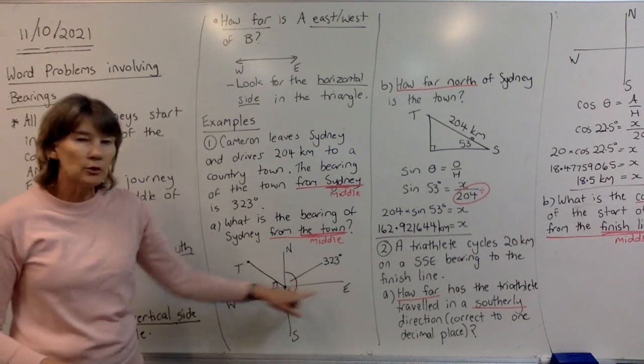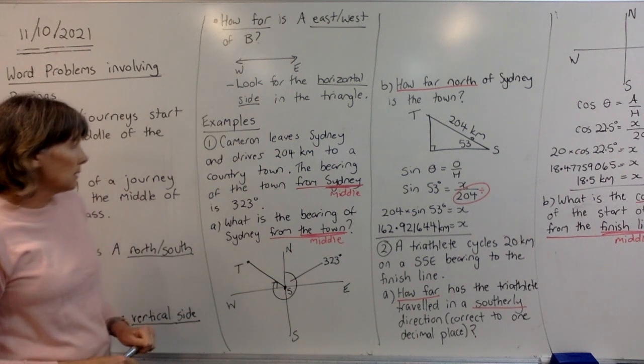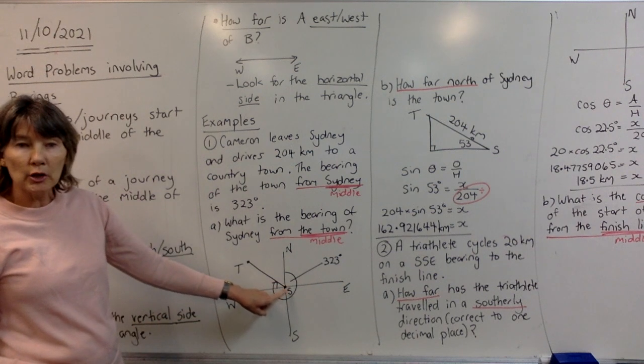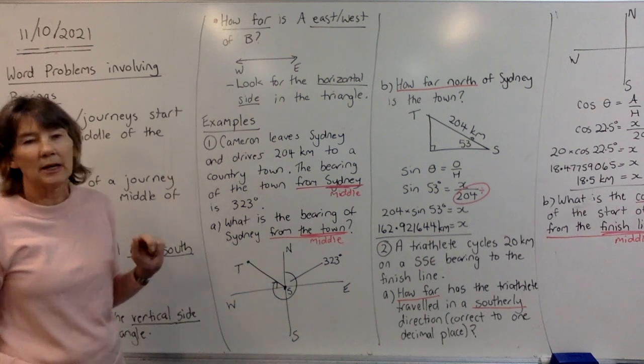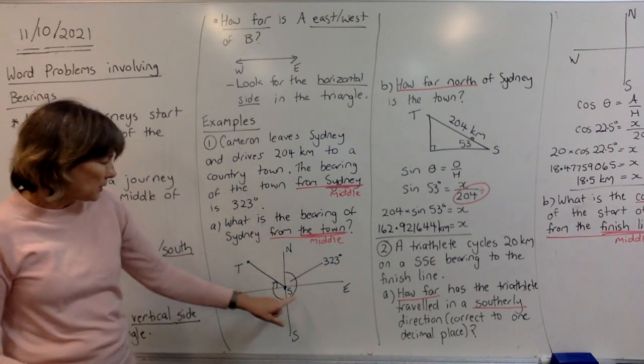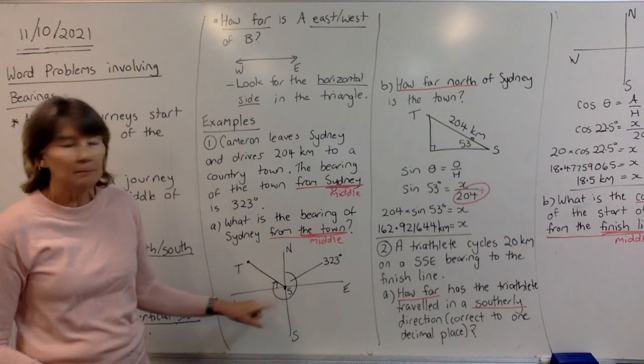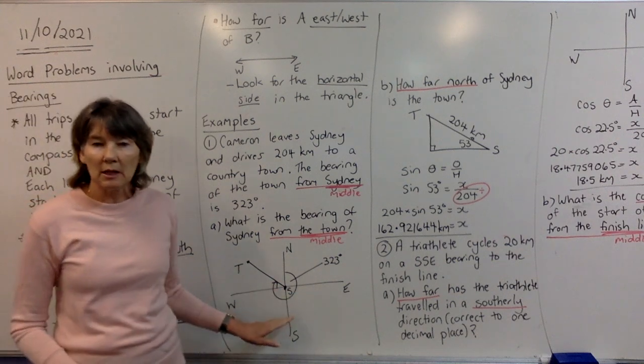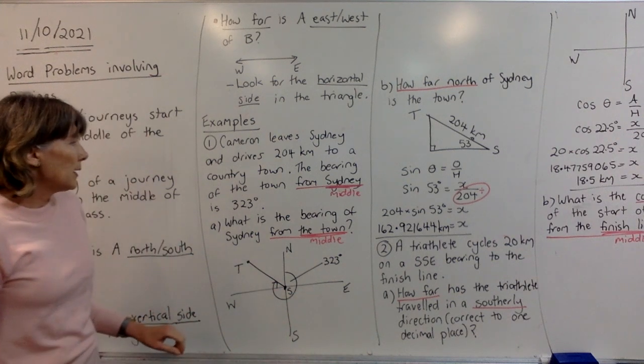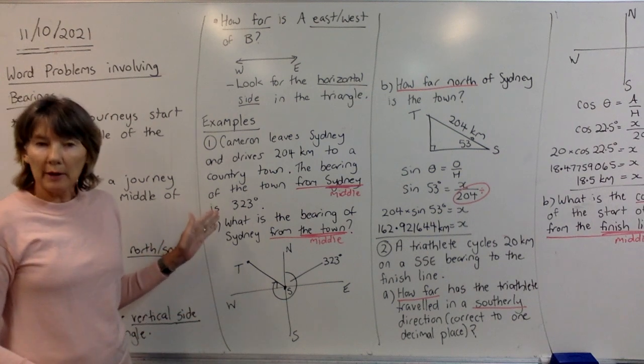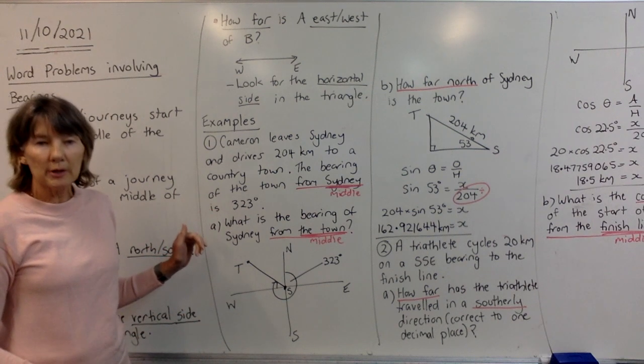So we've got a compass drawn up, north, south, east, west. We're starting our journey in the middle here at Sydney because that's where he starts his trip. So I'm writing an S here for Sydney. You can write the word Sydney there if you want to. Now we've got to get this bearing right first, so we're going to turn him in the right direction.